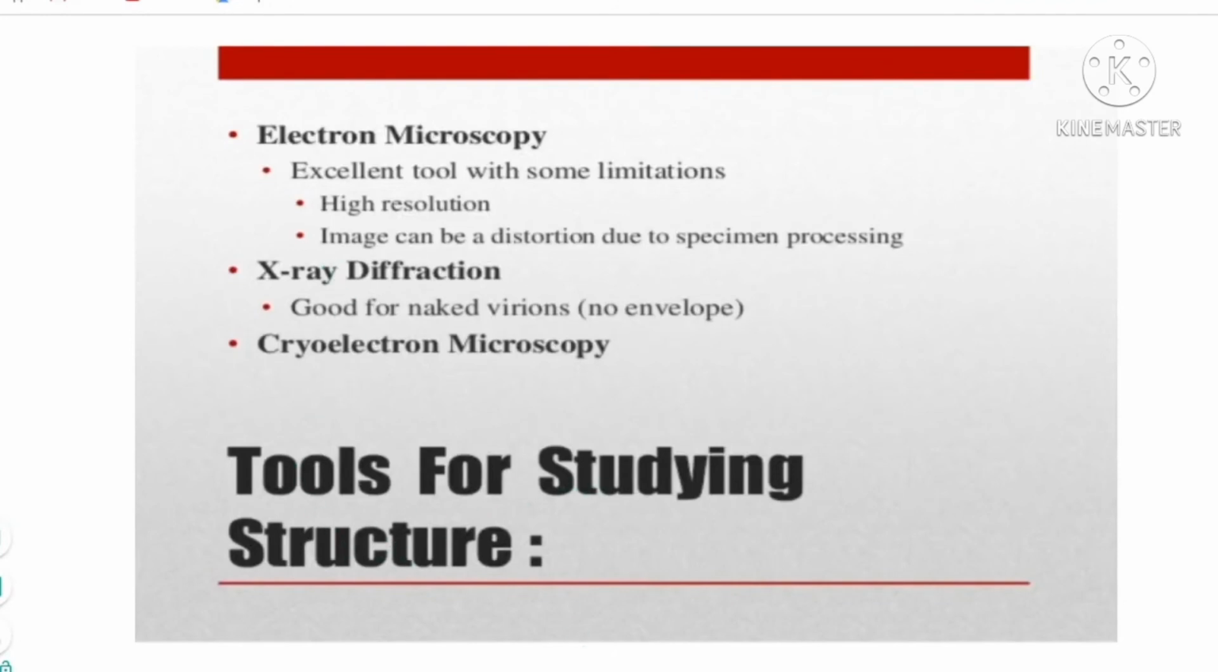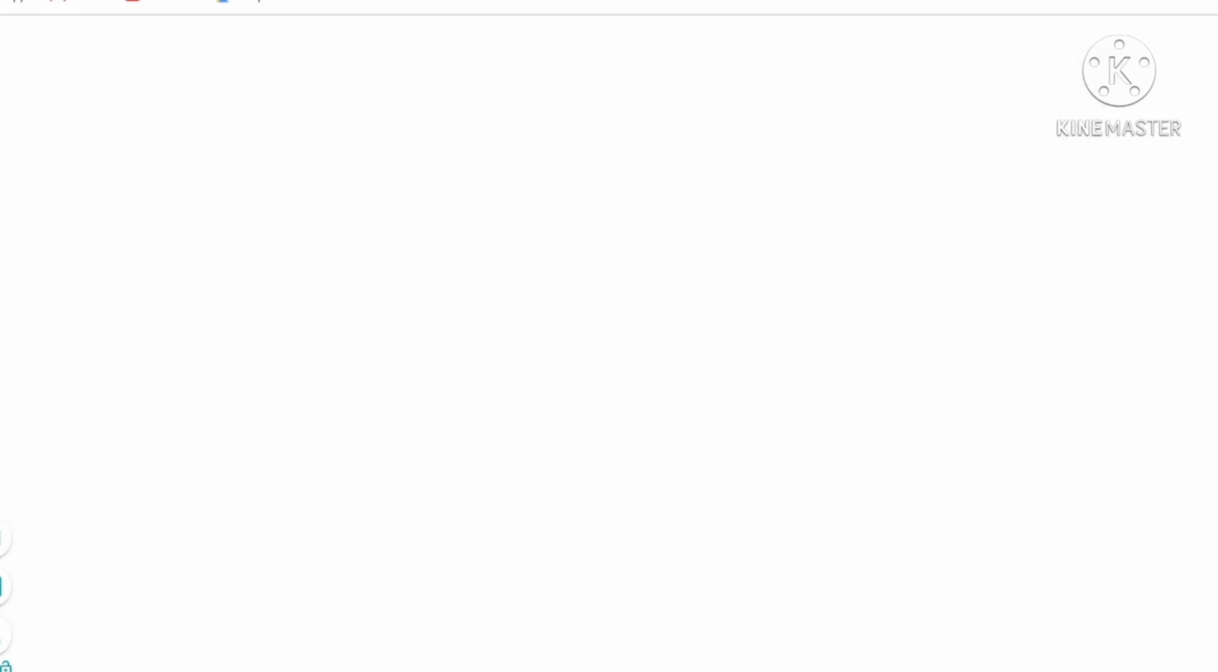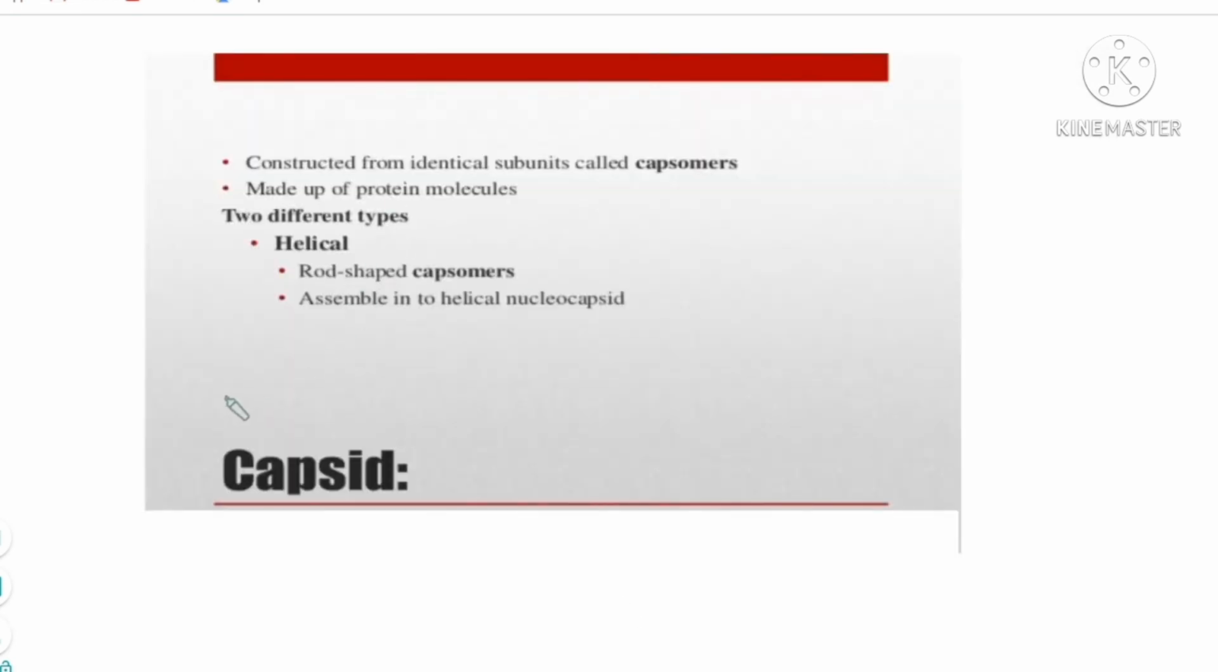Tools for studying the structure of viruses. The first tool here is the electron microscope. We need an excellent microscope with high resolution. X-ray diffraction or cryo electron microscope is also helpful to study the virus. Now let's first study what actually this capsid is. Capsid is constructed from identical subunits, that are capsomers.